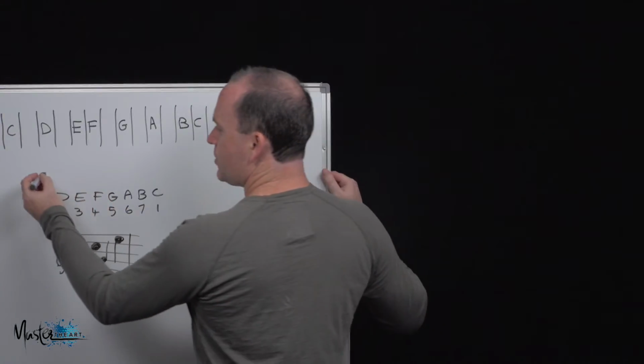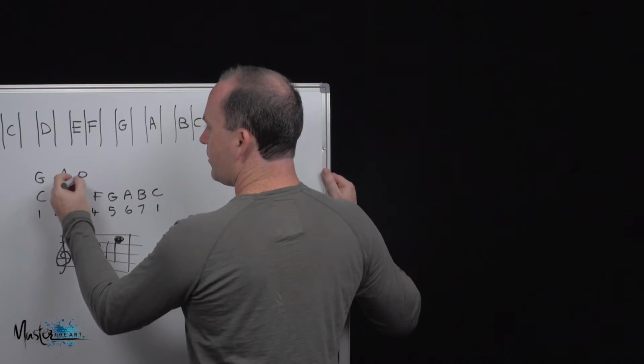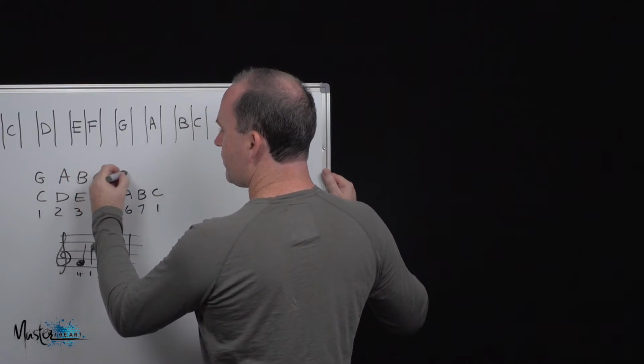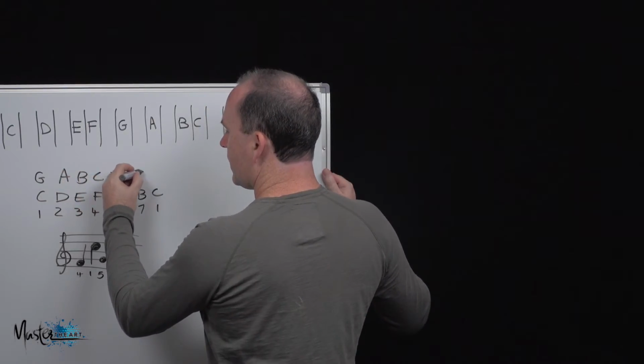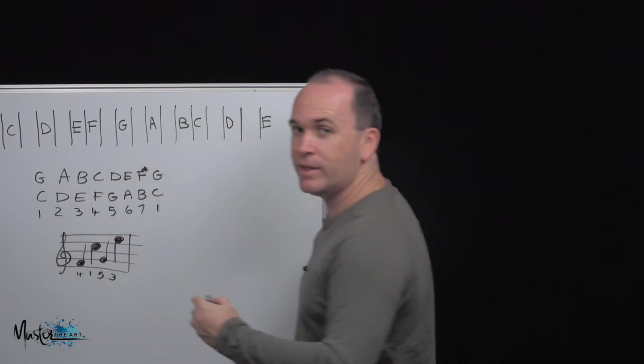Yeah, all the scales work the same, by the way. If I was in the key of G, G would be the 1, and then A would be 2, B would be 3, C would be 4, D would be 5, E would be 6, F sharp would be the 7, and back to the G again, which would be the 1.